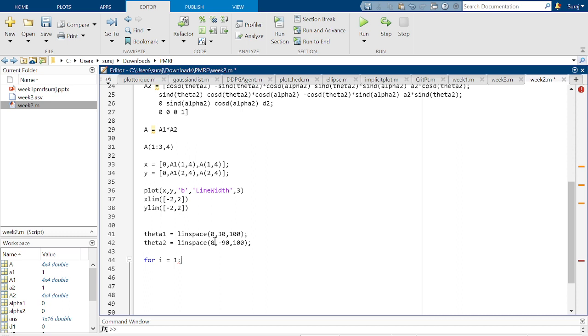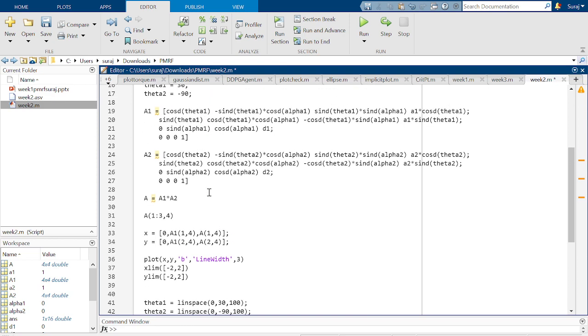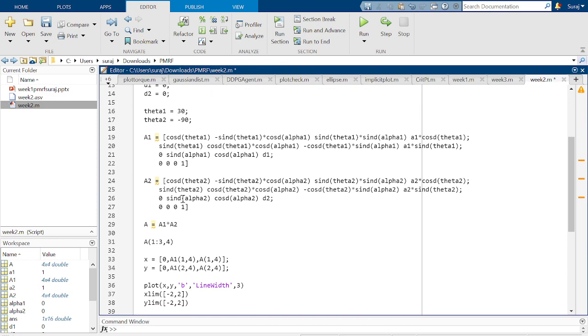So for i equals 1 to 100, we have 100 values, right? And end. Whenever we use any loop in MATLAB, you have to use end. If you use an if, there should be one end associated with it. So for and end we put. Now inside that we will write our code. What we have to do is apply this transformation, and we have to apply it 100 times.